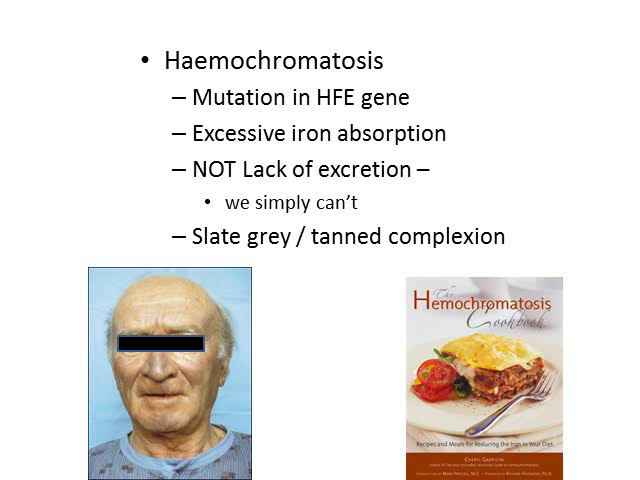Haemochromatosis is a mutation in the HFE gene. It causes excessive iron absorption. You're fundamentally unable to get rid of the iron, so these people absorb more than they should. You get a weird slate grey appearance. It's called bronzed diabetes. They become diabetic because the iron deposits in the pancreas and they get pancreatitis, so they can get chronic pancreatitis.